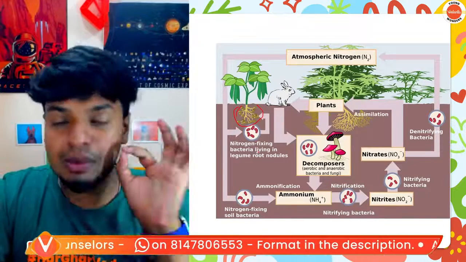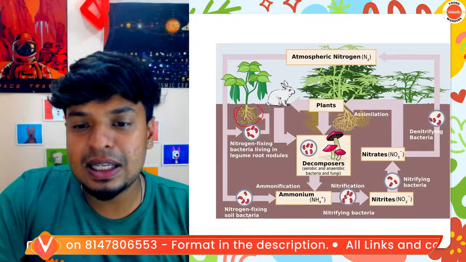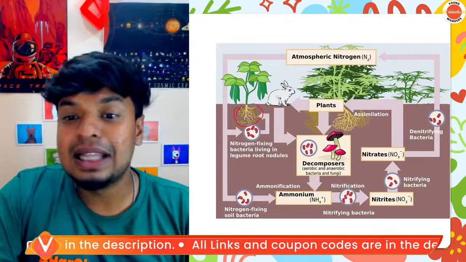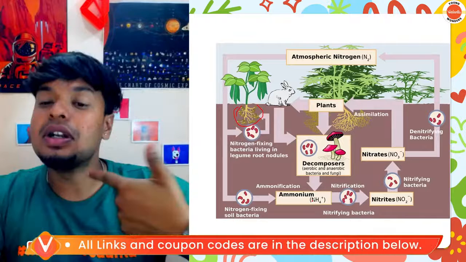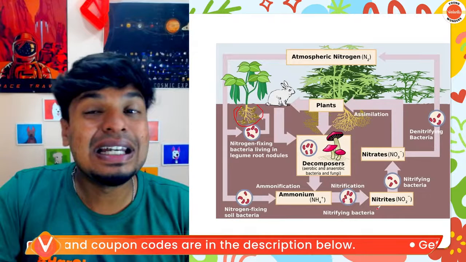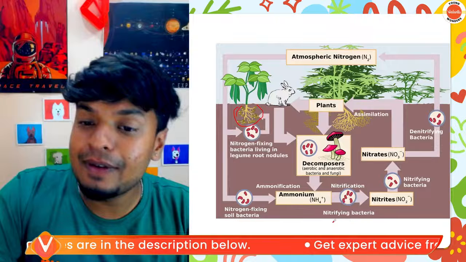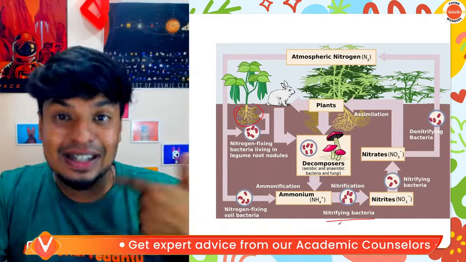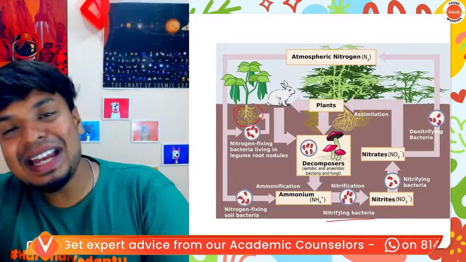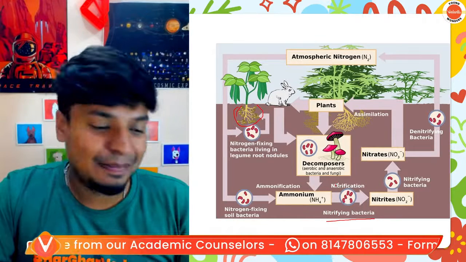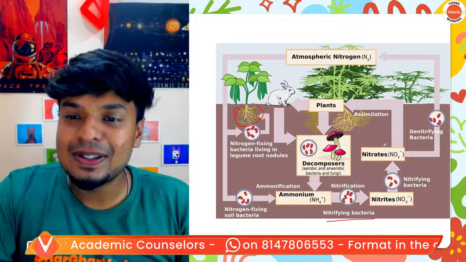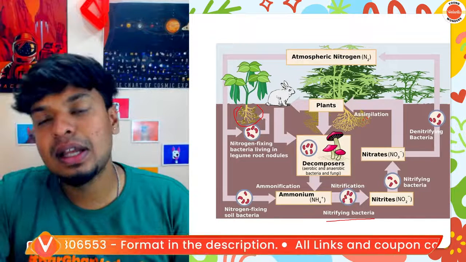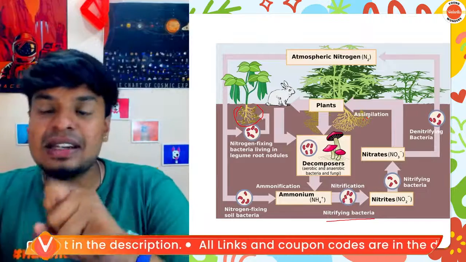Okay, listen to me very carefully. So nitrogen fixing bacteria converted the nitrogen into ammonium. That ammonium is again converted into nitrites by nitrifying bacteria. That nitrites is again converted into nitrates. Then the plants can take it up. Done. Then what happens? Then the plants are again eaten by animals.